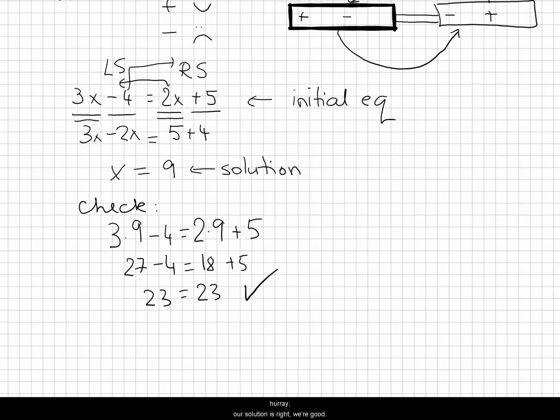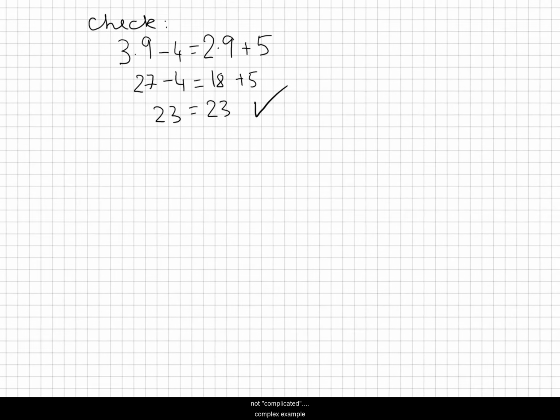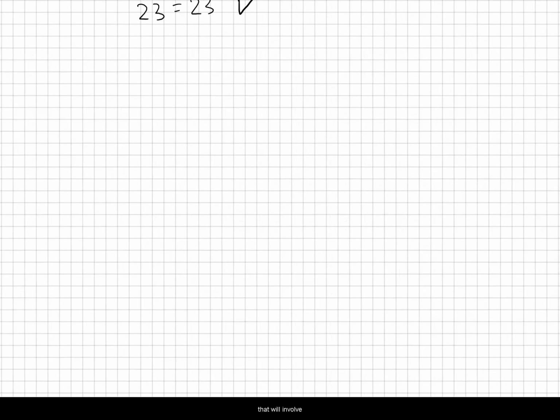We're good. Had we gotten different numbers, a different situation, 23 equals 9 or whatever, something that was not true, there were two situations. Either your solution is not the proper one, or you've made an error someplace. So you have to check both. So let's continue with a more complex example that will involve also some brackets.